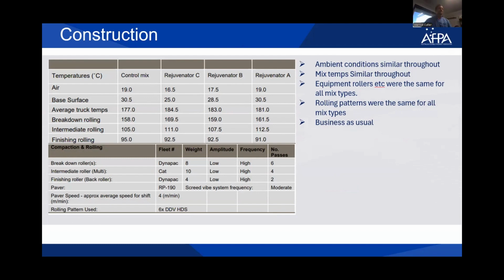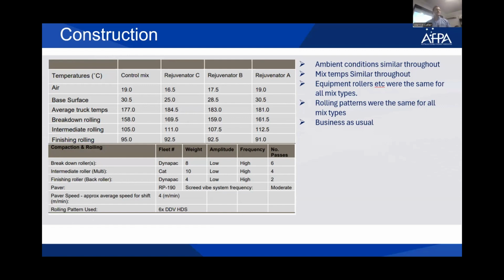So in terms of production, what they did on site is they tried to keep all of the processes consistent between all the different mixes. So here we can see, just down the bottom here, we're using all the same equipment: the breakdown roller, Dynapack, CAT for the multi, and Dynapack for the finishing and back rolling.